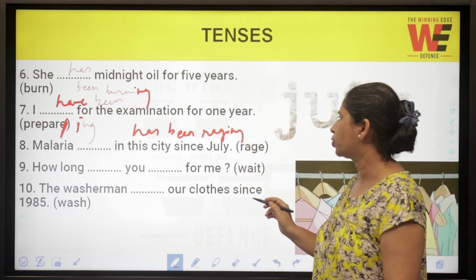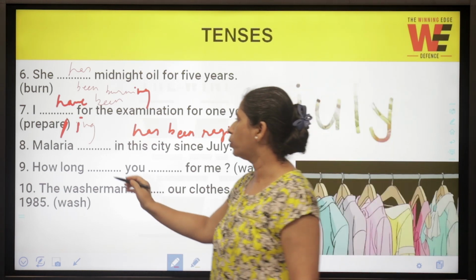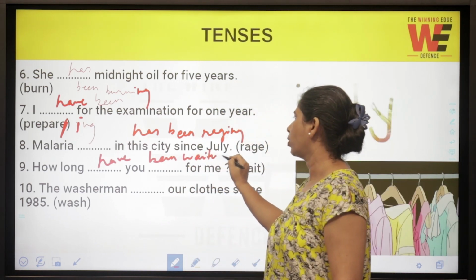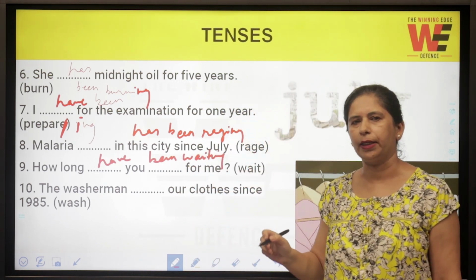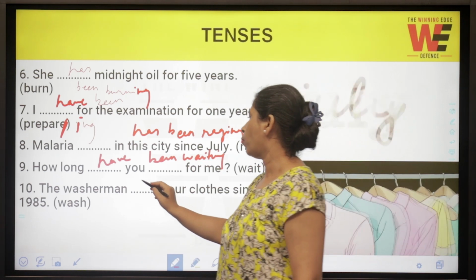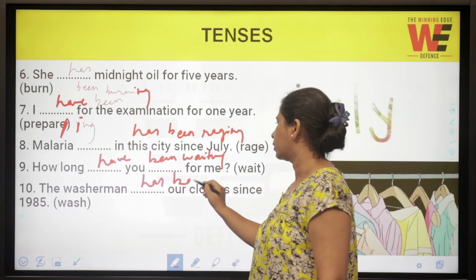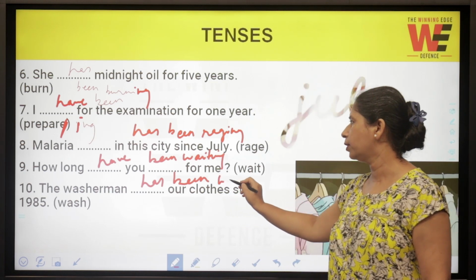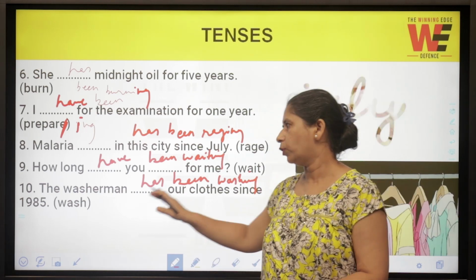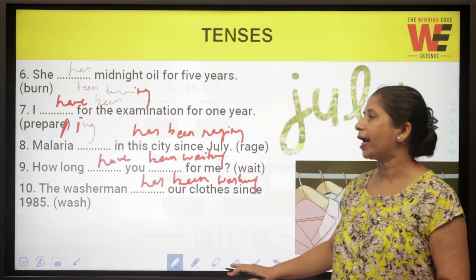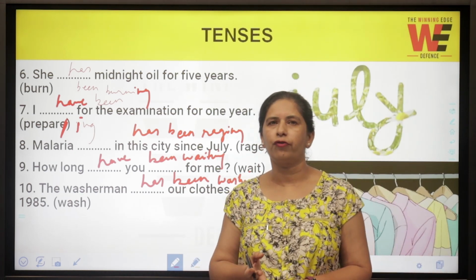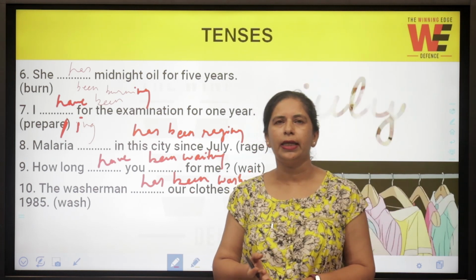Next, how long dash you dash for me? How long have you been waiting for me? The washerman dash our clothes since 1985. The washerman has been washing our clothes since 1985. So these are your practice questions based on present perfect continuous tense. I hope you are clear with all the four kinds of tenses that we have just covered in the present tense.